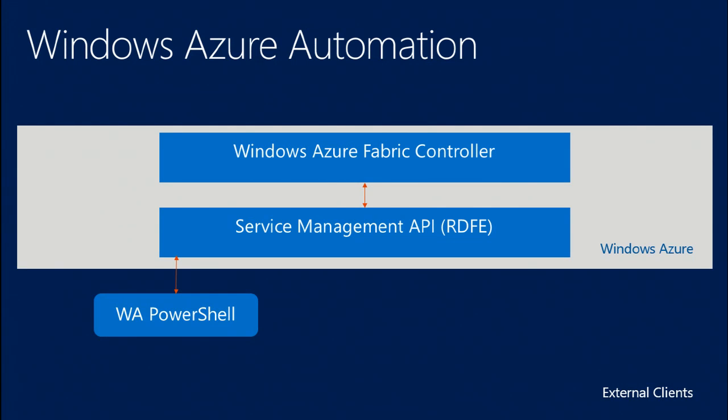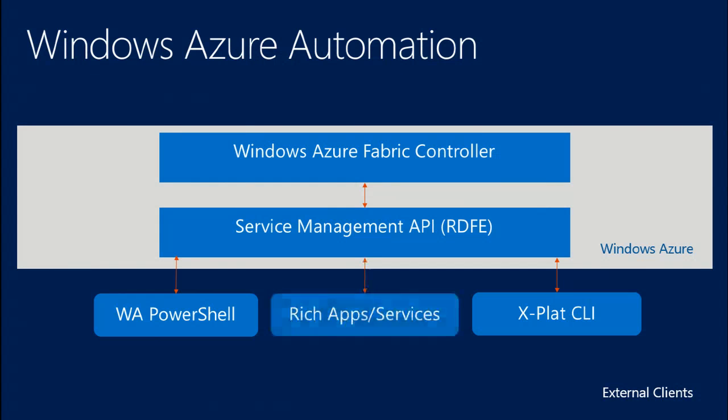So some good examples of clients: the Windows Azure PowerShell commandlets use the Service Management API to do all kinds of automation. If you're not a Windows person and you prefer to write code on Mac or Linux, there's a cross-platform command line interface that does the exact same thing. And of course, there are rich apps and services such as Scale Extreme and RightScale, which we're going to talk about here in just a little while, in addition to the Windows Azure Management Portal or System Center, that all build rich services on top of the Service Management API.